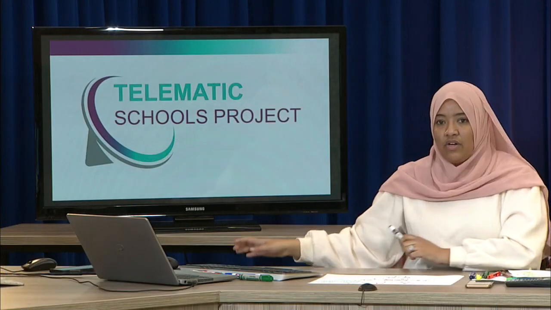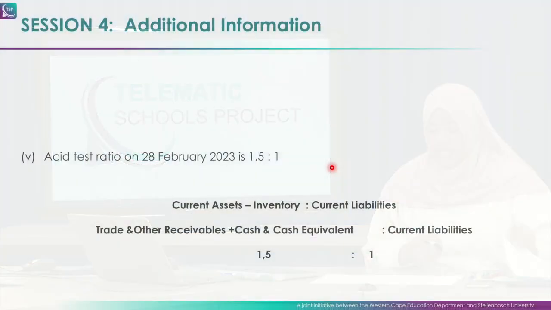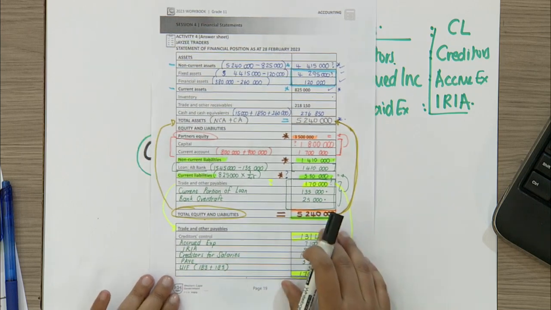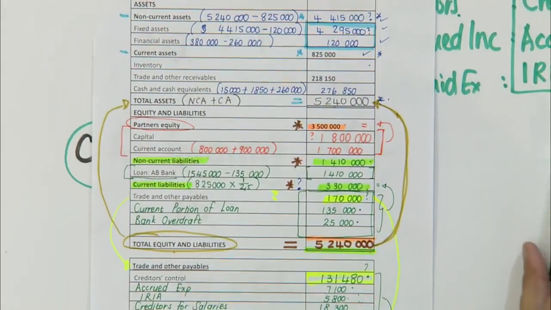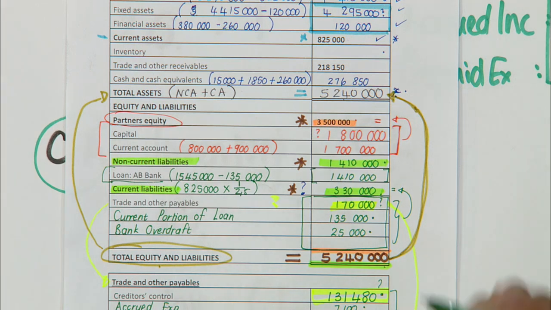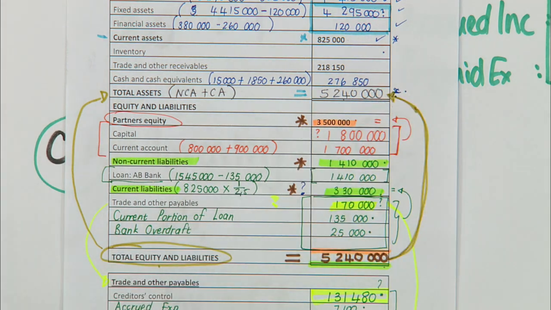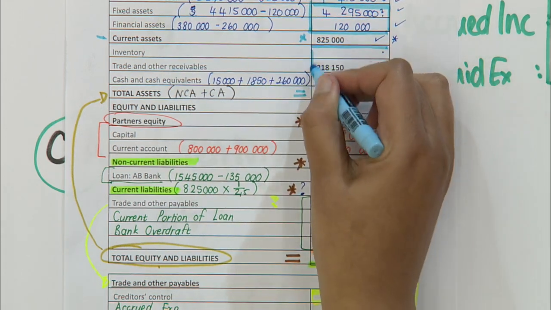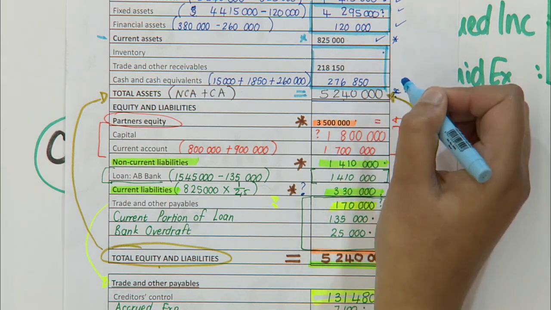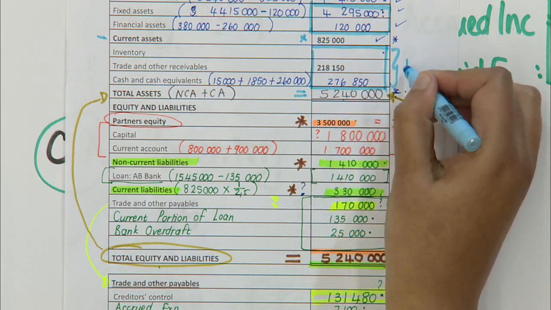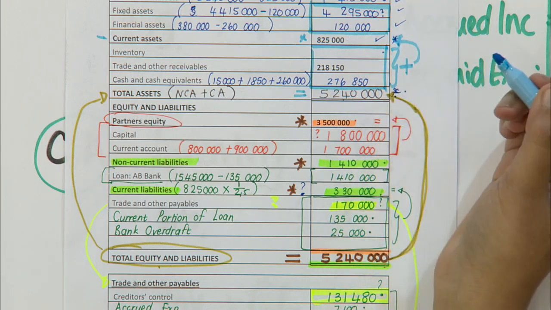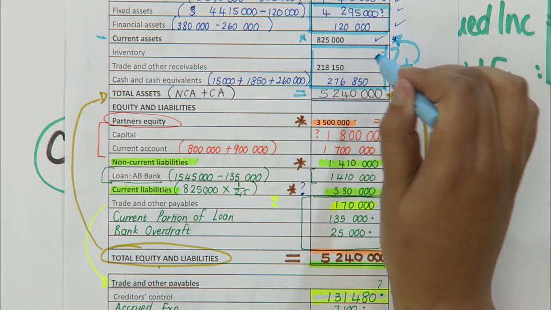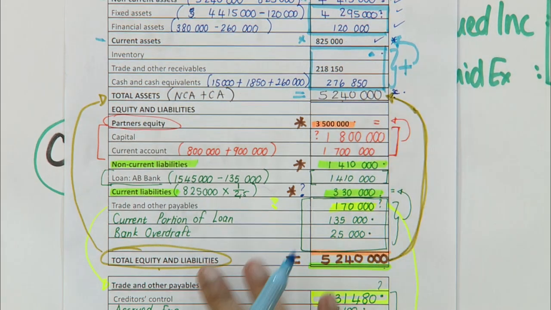All right, so the last part, let's quickly have a look at our answer sheet. In our answer sheet, we have the last section. Our current assets are made up of inventory, trade and other receivables. All of these three things are added up and given over here. As you can see here, 825, and the only one that's missing is my inventory amount, which wasn't given.